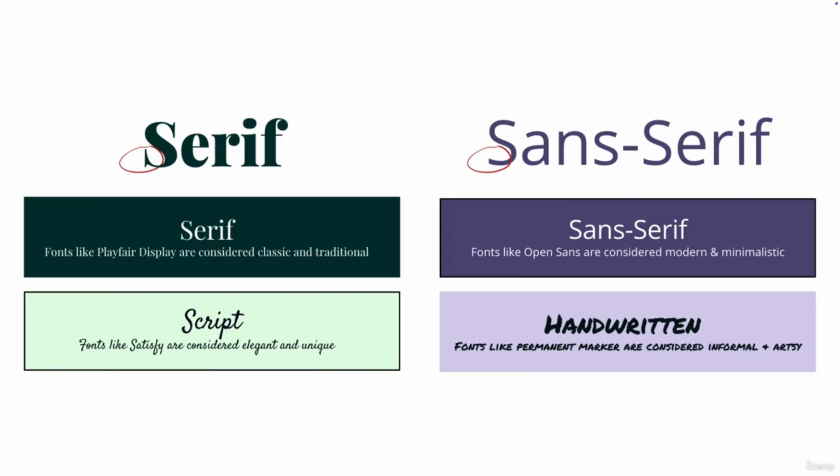And the main difference here is that serif fonts have these extra little tapers or lines, which might also be called tails or feet, which extend out at the edges of the letters, whereas the other types of fonts don't have these serifs, which is why they're called sans serif, meaning without serif. So serif fonts like Playfair Display here are often considered quite classic and traditional, while a sans serif font like Open Sans here might be considered more minimalistic and modern. Then you've got script fonts like Satisfy here, which is considered quite elegant and unique, while handwritten fonts like Permanent Marker here are considered much more informal, playful, and artistic.